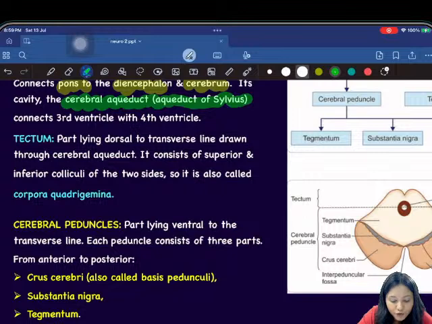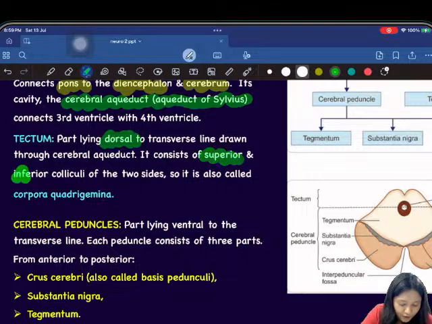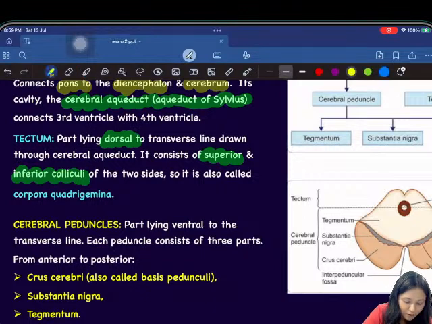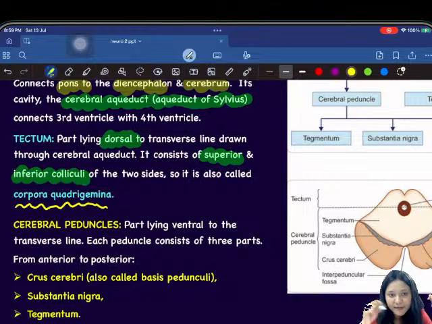Tectum is lying dorsal to the transverse line drawn through the cerebral aqueduct. It consists of the superior and inferior colliculi. Now you know that there are two superior and two inferior colliculi. As a group it will be seen as four colliculi, so that's why it is known as the corpora quadrigemina.